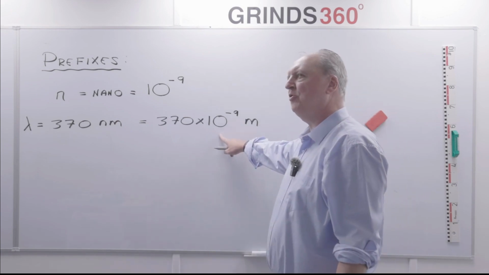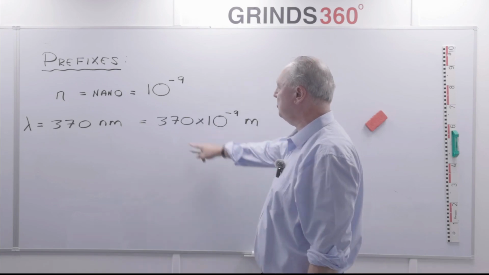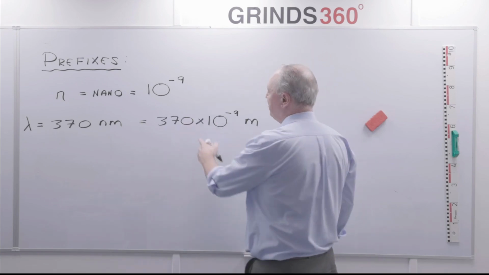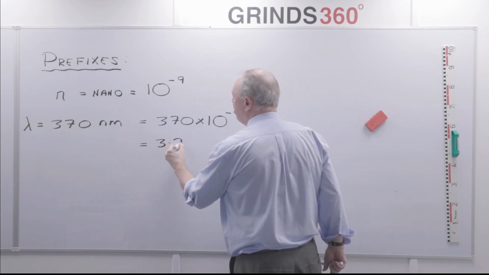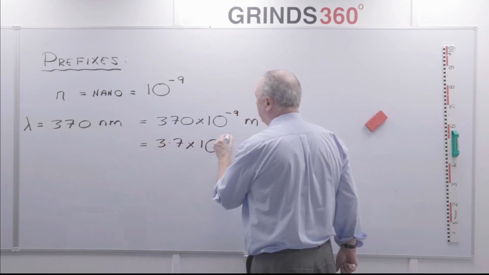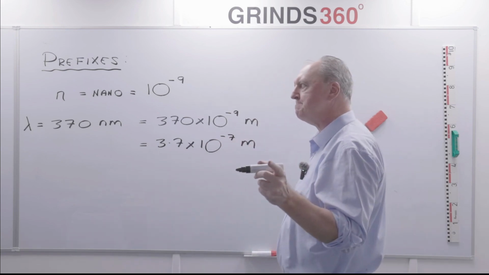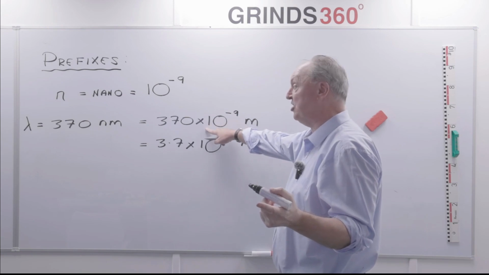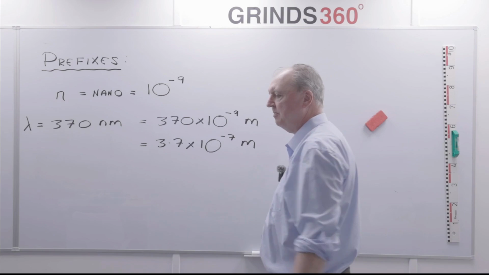Now, that's not a pure number in scientific notation. Pure scientific notation would mean that number is between 1 and 10. If I put that into my calculator and pressed equals, it would give me 3.7 by 10 to the power of minus 7 meters. So that's that number written properly. You don't have to, by the way. You can put that into your calculator and do your calculation and you'll be fine. But that is pure scientific notation there.